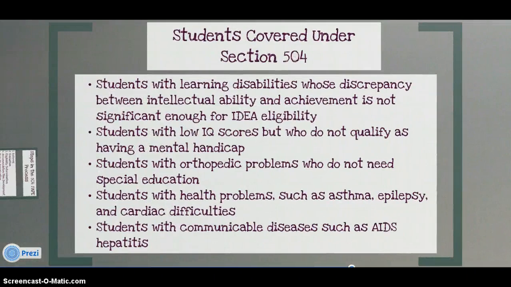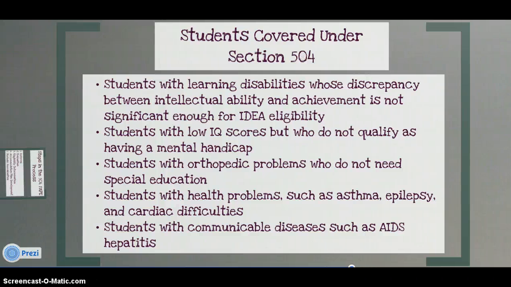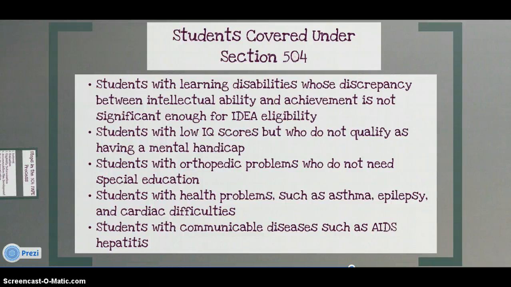Now we're going to talk about Section 504, which is a law that casts a wider net when determining who is covered for special education services. So the students that are covered are students with learning disabilities whose discrepancy between intellectual ability and achievement is not significant enough for IDEA eligibility. Students with low IQ scores but who do not qualify as having a mental handicap.